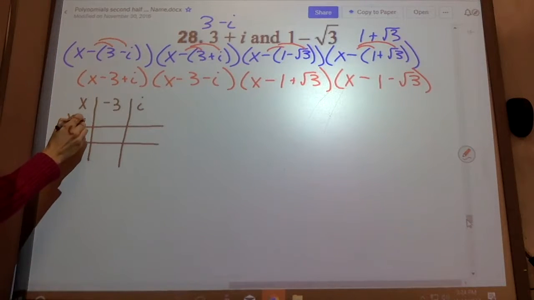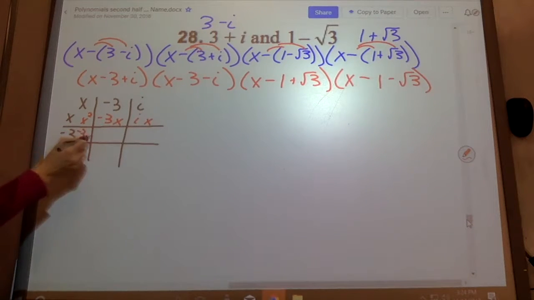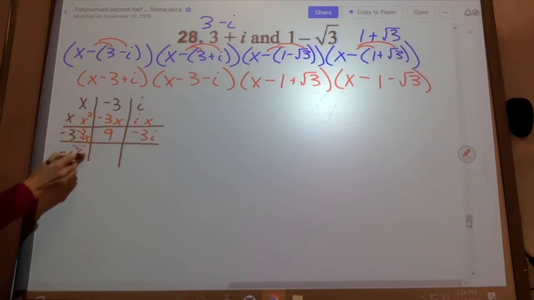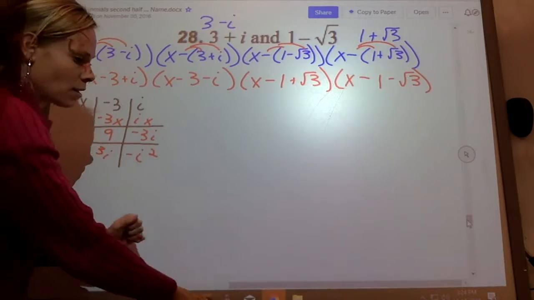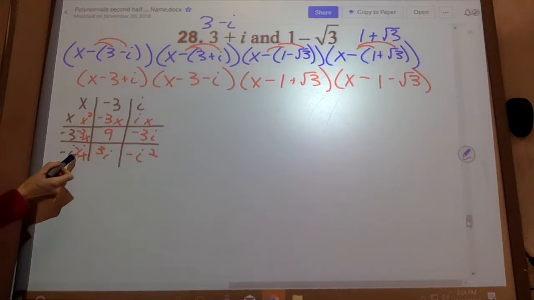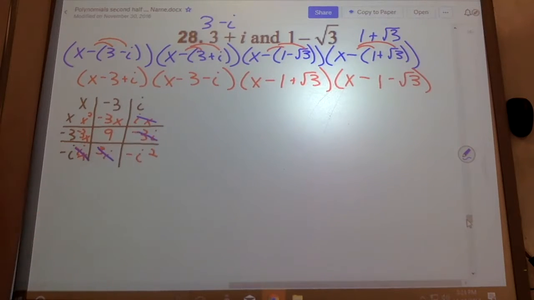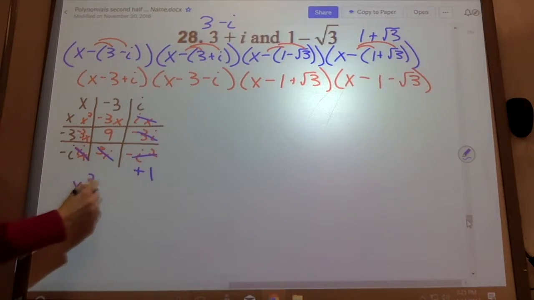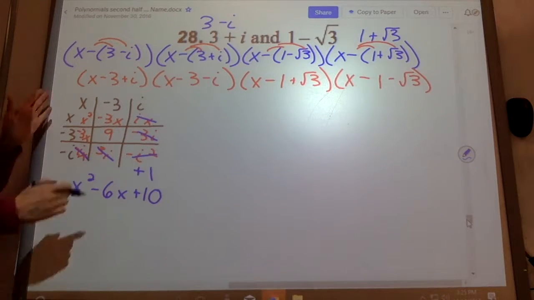and then multiply. So I get x squared minus 3ix, negative 3ix, positive 9, negative 3i, negative ix, positive 3i, negative i squared. And what you should see is that your negative ix, positive ix cancel out. Positive 3i, negative 3i cancel out. And what do I know about i squared? Negative 1. So this is plus 1. So I get this. Okay. So that's the first two multiplied.